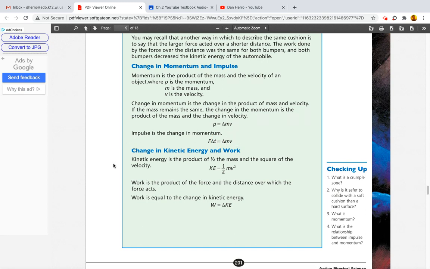Change in kinetic energy and work. Kinetic energy is the product of half the mass and the square of the velocity. Kinetic energy equals 1/2 of the mass times velocity squared. Work is the product of the force and the distance over which the force acts. Work is equal to the change in kinetic energy.